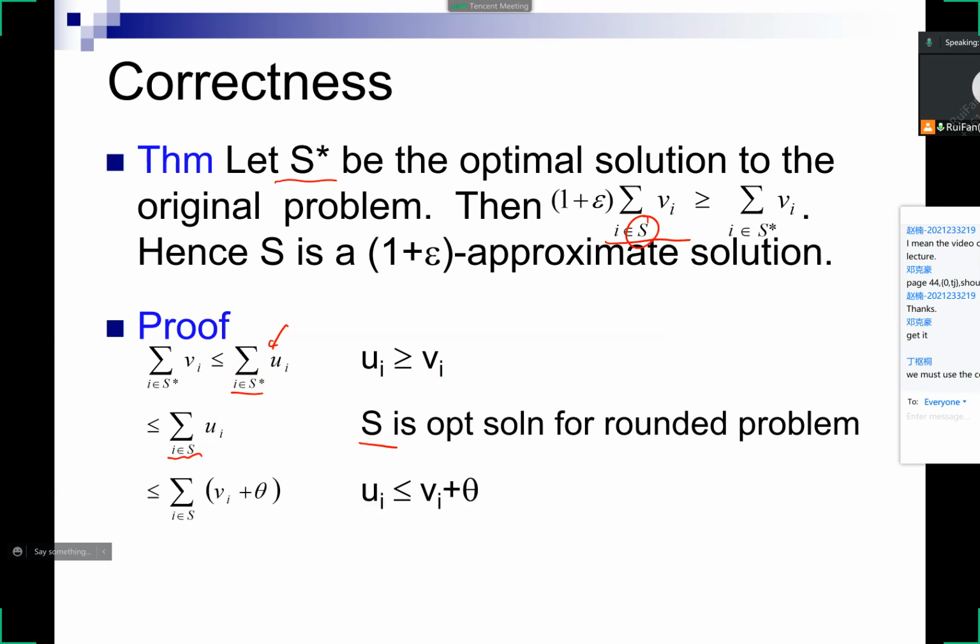Now you know that each ui is going to be no more than vi plus theta. So you can replace each of these ui's by vi plus theta. And your solution can use at most n items, right? Because you only have n items. So therefore this thing is no more than this sum of vi over the set S plus n times theta.